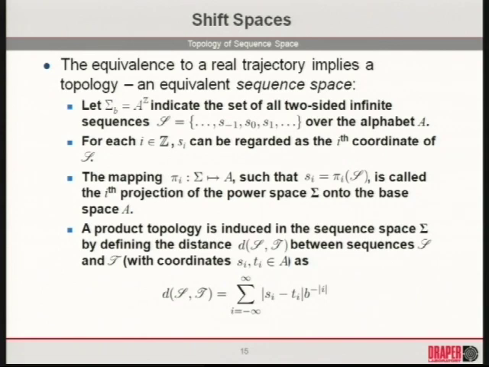What I'm going to do is define this mapping, and really all this mapping is doing is saying that the ith symbol in the trajectory is some function of that overall sequence. So that's just your projection there. Everything we're going to be able to do here is we're going to define a concept of distance between two different sequences. And this should look very similar to the way we represent real numbers.